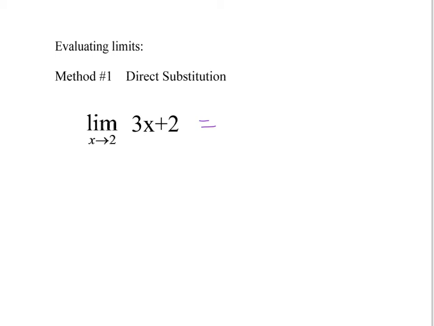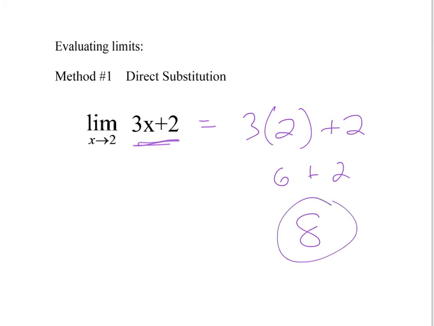Well, there's no reason why we can't just plug in 2 here, so we're going to directly substitute. So the limit of this function as x approaches 2 is going to just be 3 times, let's directly substitute our 2 in there, 3 times 2 plus 2. 3 times 2 is 6, plus 2. So our limit is 8.